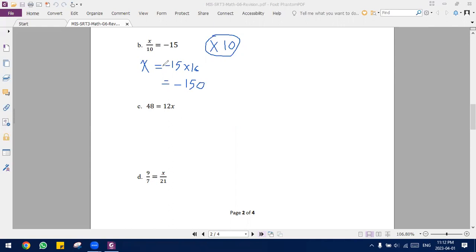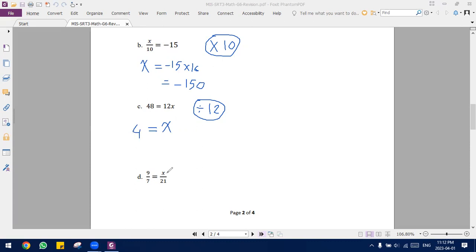Next question, I have 48 equal to 12x. As we said, here it's 12 times x. So what is the opposite of times 12? Divided by 12. So that's what I will do on both sides. So here I will have x, and then 48 divided by 12 is 4. So x equals 4, or 4 equals x, same thing.